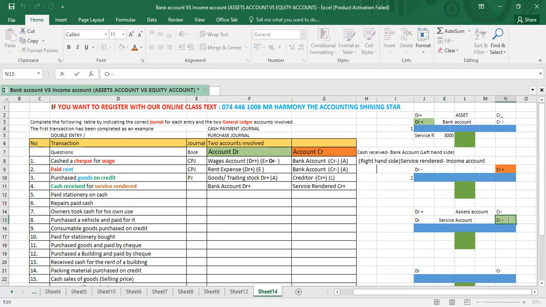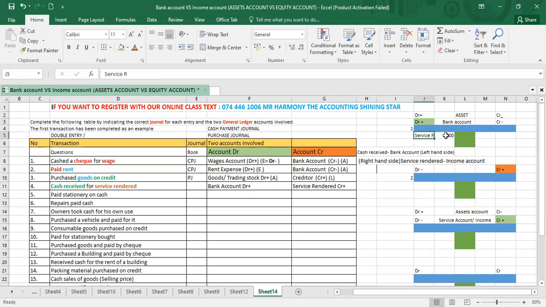You have to know that the service rendered account increases on the credit side and decreases on the debit side. It means that, Mr. Harmony, remember I told you that the service rendered account is an income account. It's the same as being income. We know that income means that money is coming inside of our business. As much as the bank account has increased with money, we expect our service account or income account also to increase.